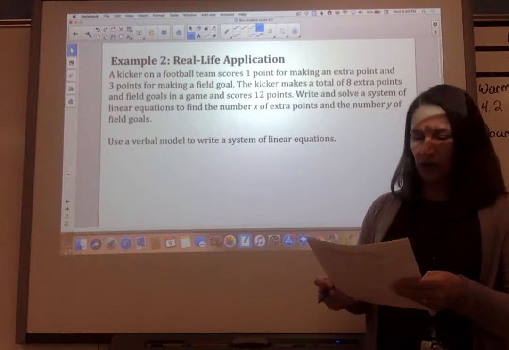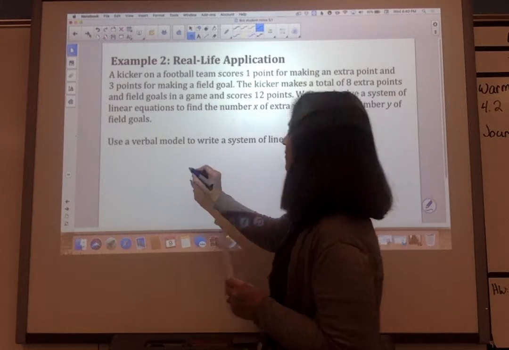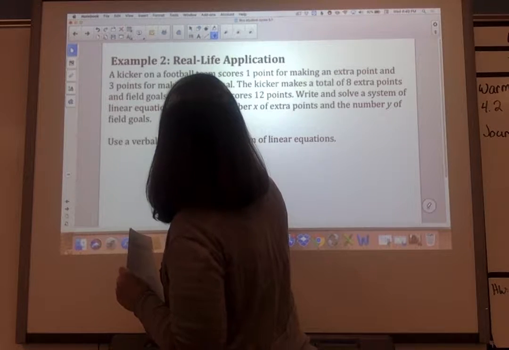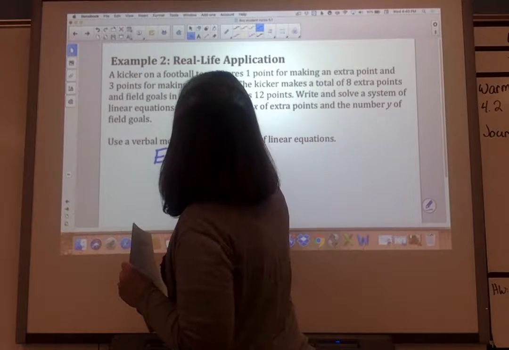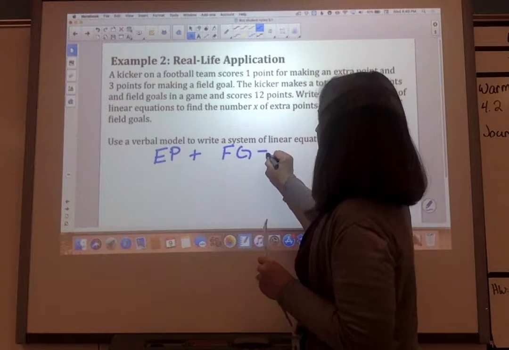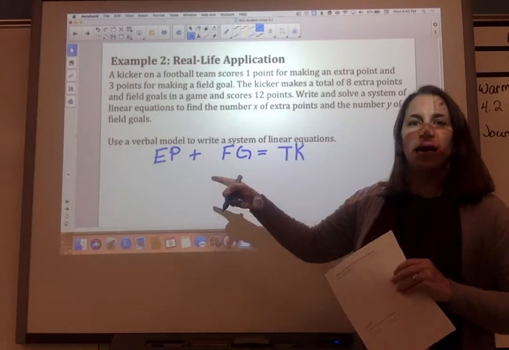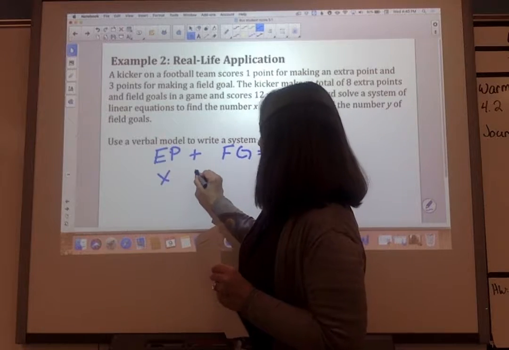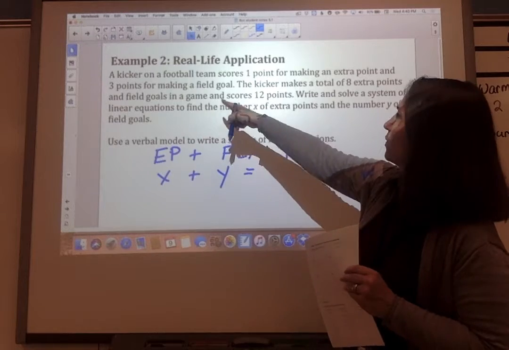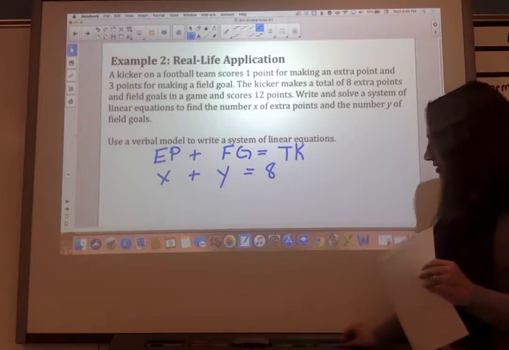Write and solve a system of linear equations to find x, the number of extra points, and y, the number of field goals. So we're going to start with a verbal model. So we're going to write out what we're finding here. We're going to say the extra, let me just simplify this and say EP for extra points plus field goals equals total kicks, right? Extra points we're going to call x, plus field goals we'll call y, and the total kicks we were told is 8. So that's one of our equations.